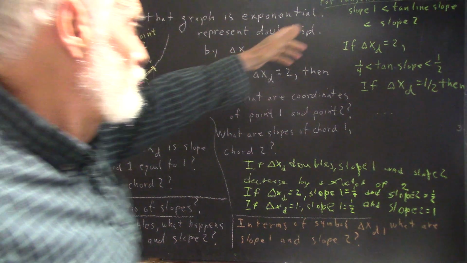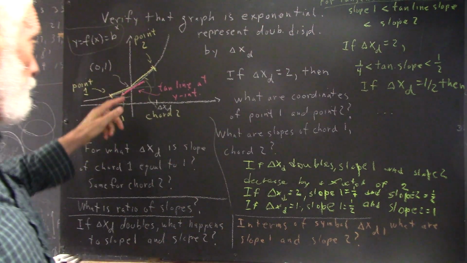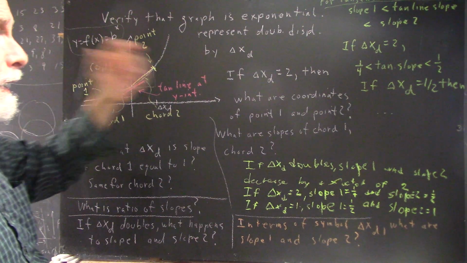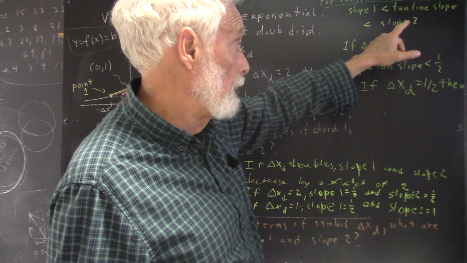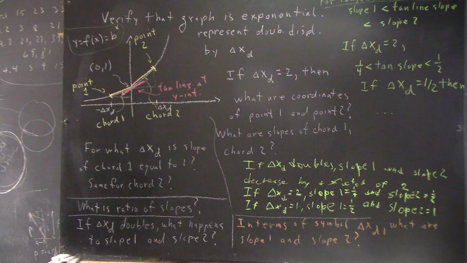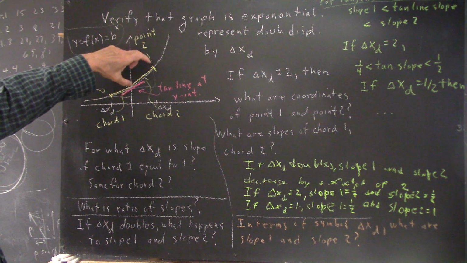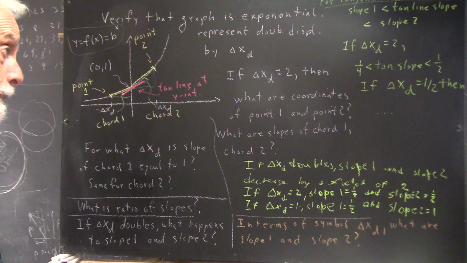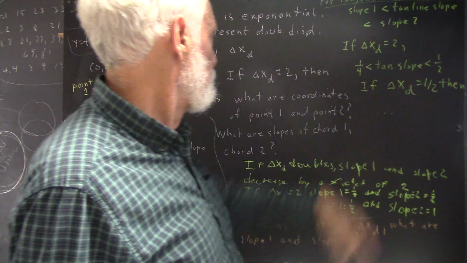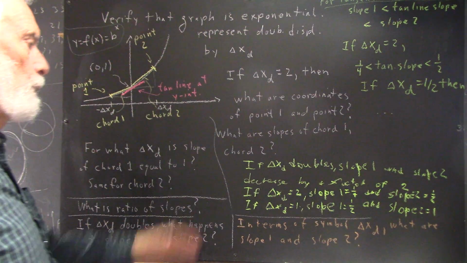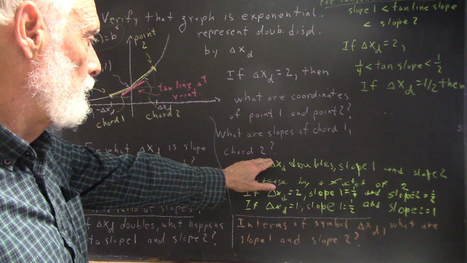Now, if we look at the question up here, for the tangent line at 0, 1, that is for the tangent line I've indicated here, I'm writing down what I asserted earlier and what seems obvious, that slope 1 is less than the tangent line slope is less than slope 2. Slope 1 being the slope of chord 1 is less than that of the tangent line, and that in turn is less than the slope of chord 2. Okay, then if x sub d equals 2, well, what are the slopes?